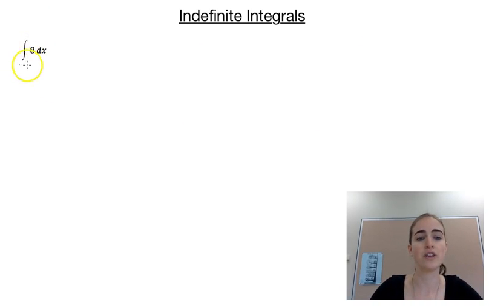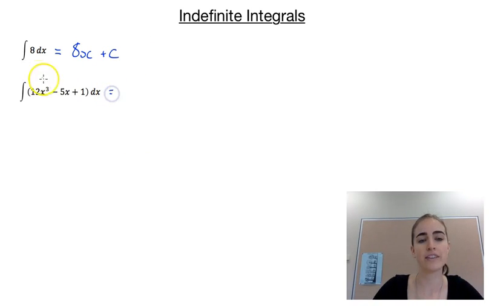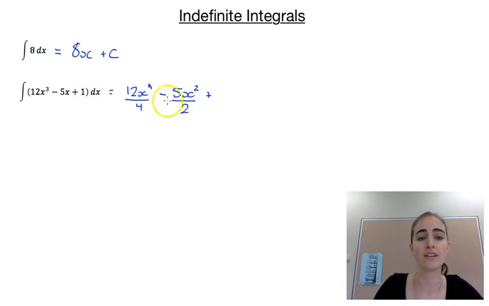Here we're asked to integrate 8 with respect to x, so that would just give us 8x plus c, adding that constant on the end. Our second example has a few more terms in it. When we integrate that, we'll just go through and do each term. So our 12x cubed will become 12x to the power of 4 over 4. Then we'd have minus 5x, increase the power to become x squared over 2, plus 1 would integrate to give us x, and then we need to have our constant term on the end.